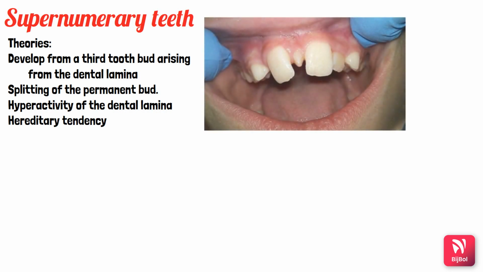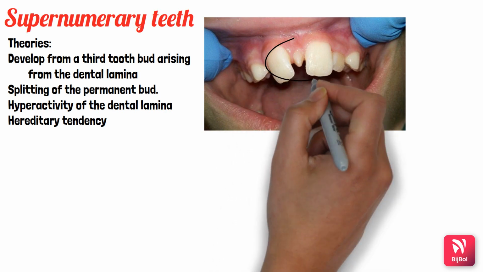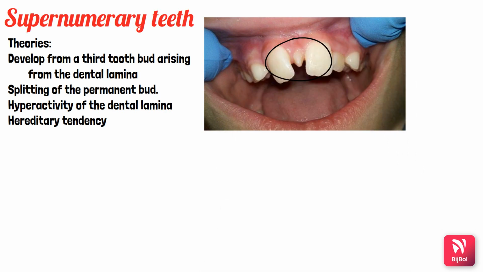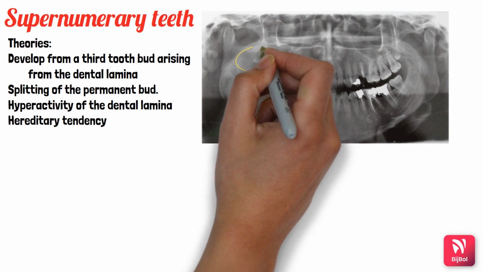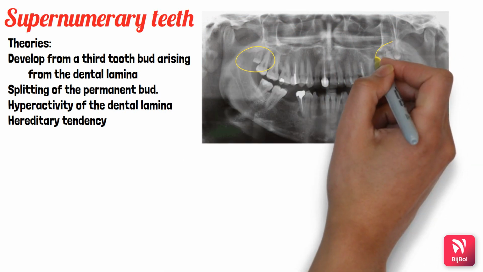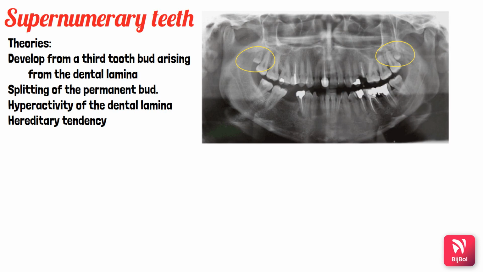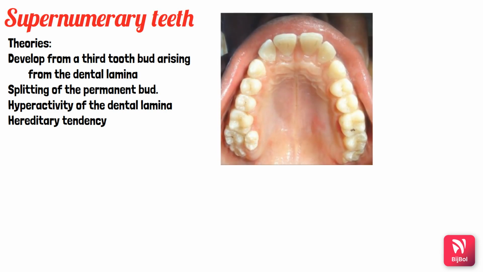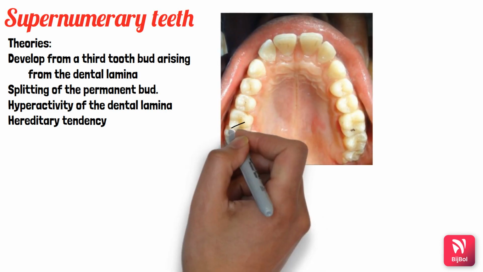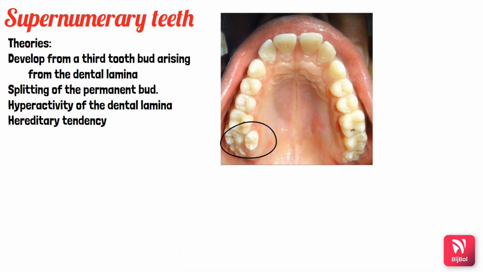The most common of the supernumerary teeth is the mesiodens, which is seen in this picture. This mesiodens is present in between the two maxillary central incisors. This is the commonest one, which is followed by distomolars. These distomolars are the maxillary fourth molars. This radiograph shows two bilateral distomolars on both right and left side. And the next one is paramolar. This is also one of the supernumerary teeth, which occurs buccal or lingual to the maxillary molars. So this is a paramolar.